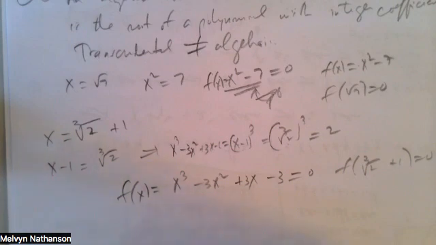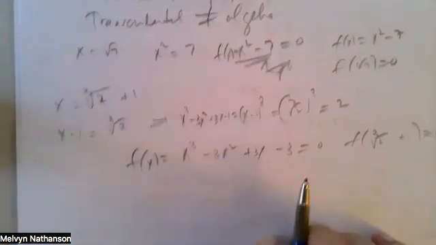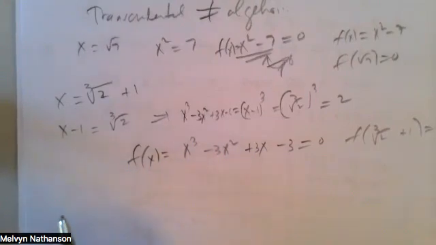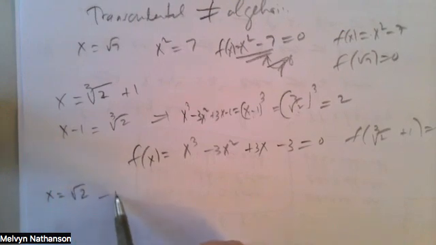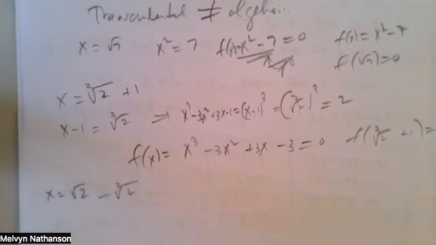So it's exactly what you said. Let's look at a number that's a little more complicated. X is the square root of 2 minus the cube root of 2.